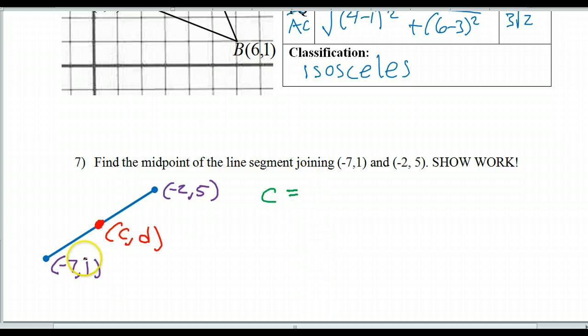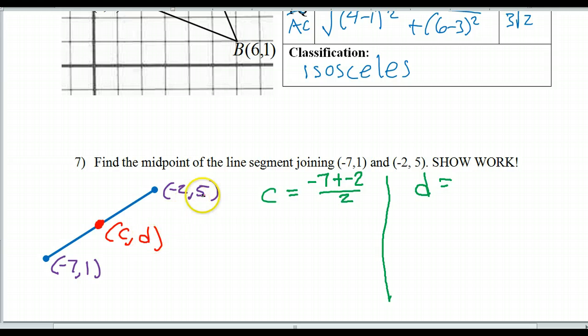So C should be what I will get if I add up these x values and divide by 2. So negative 7 plus negative 2 divided by 2. That should give me my C value. My D value is going to be the average of the y's. The middle y value should be the average of the y values from the endpoints. So I'll do 1 plus 5 divided by 2.